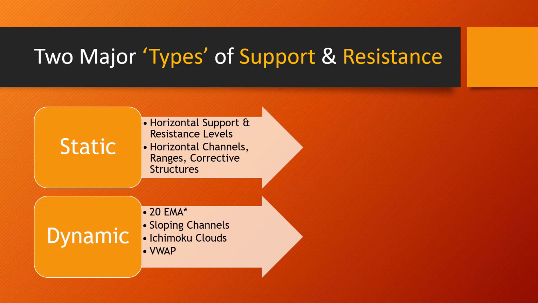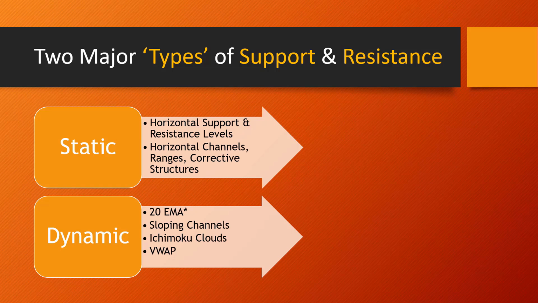And then also VWAP, which is for trading stocks. That's a very key indicator, particularly for day trading, but it can also be used for swing trading. There are modified versions of it. But VWAP is an essential stock trading dynamic support and resistance that you have to understand if you're going to trade stocks successfully. For today's video, we're going to be focusing on the 20 MA.